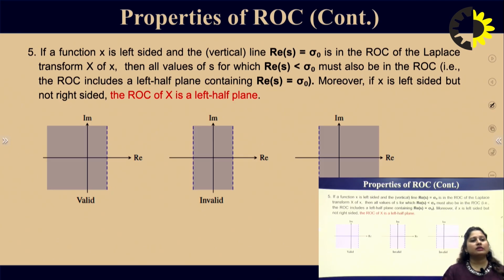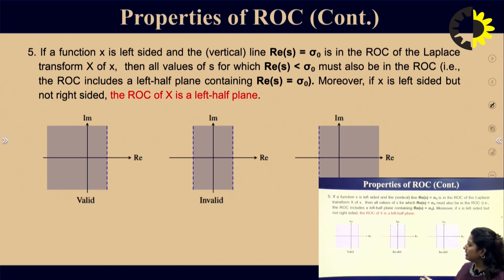If a function x is left sided and the vertical line real of s equivalent to sigma naught is in the ROC of the Laplace transform of x, then all values of s for which real of s is less than sigma naught must also be in the ROC. Then the ROC includes the left half plane containing real of s equivalent to sigma naught.